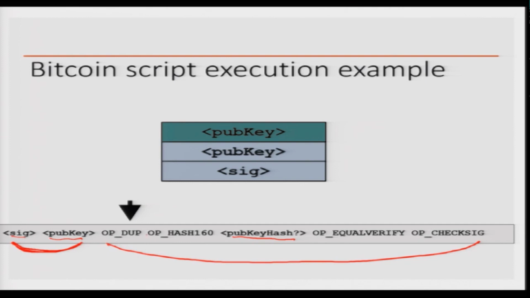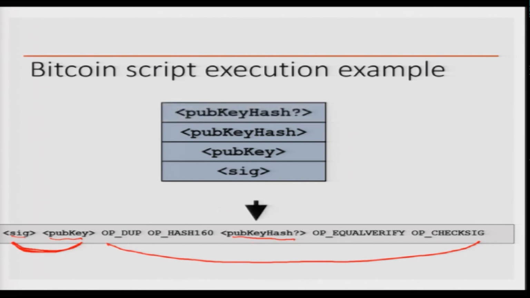Now, the next one is another instruction. This instruction says to hash whatever is on the top of the stack. So, it is going to hash the top of the stack, and this replaces what was on top of the stack. So, now we have the hash of the public key on the top of the stack. Now, I encounter another piece of data, so I put it on top of the stack. So, I now have this data and this data.